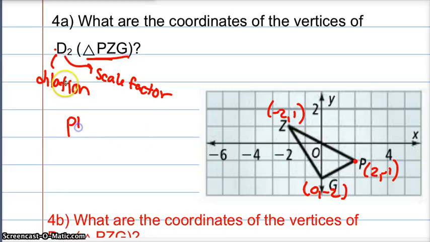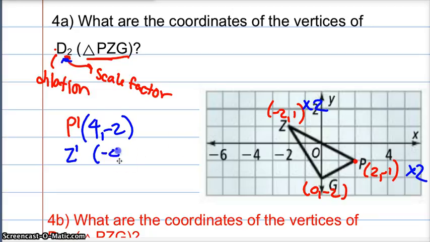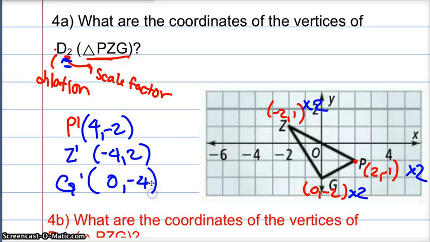So P prime, after a dilation of 2, would be taking this ordered pair and blowing all of it up by a scale factor of 2. It would be at 4, -2. Do the same thing for point Z. Z prime, if it were blown up by this scale factor of 2, would be -4, 2. And point G, if I took point G and multiplied it by a scale factor of 2, then it would be at the point 0, -4.